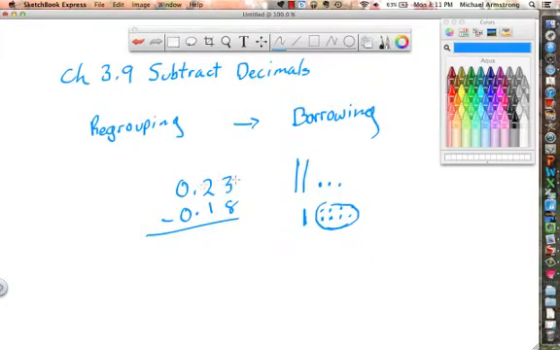So we're going to regroup. We're going to change the 23 into 1 tenth and 13 hundredths. And the way we do that is by taking this 10 right here, and we get rid of this 10, and we rewrite it as 10. This is 10 hundredths. So now we have 10 and 3. That's 13 hundredths. So we took away from the tenths place and regrouped it. We took a tenth and broke it into hundredths. So now we have 13 hundredths.